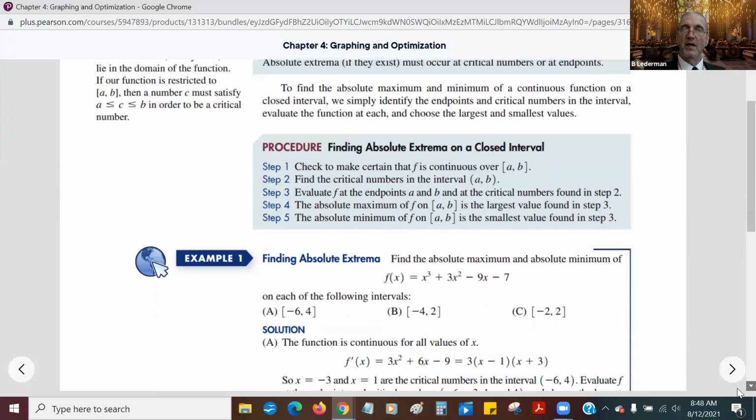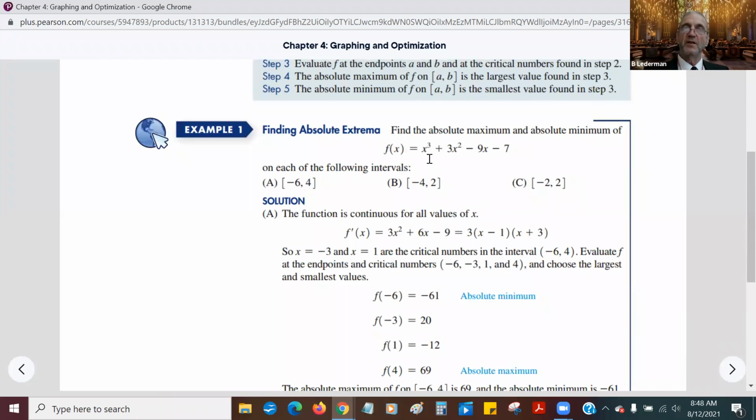Let's look at f of x equals x to the third plus 3x squared minus 9x minus 7. And we want to look at it over three different intervals: from -6 to 4, -4 to 2, and -2 to 2. By the way, you always have to make sure that the function is defined on the intervals they give you. This particular function is defined everywhere, so no interval can be a problem. But if this function had a square root in it, I couldn't go from -2 to, you see what I'm saying?